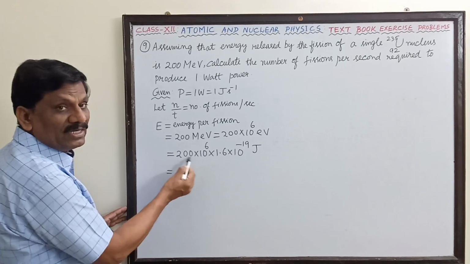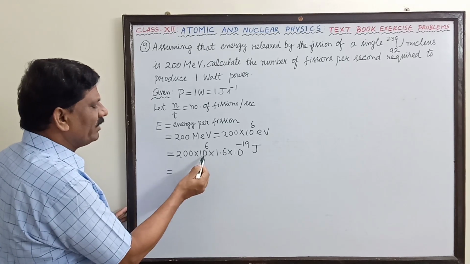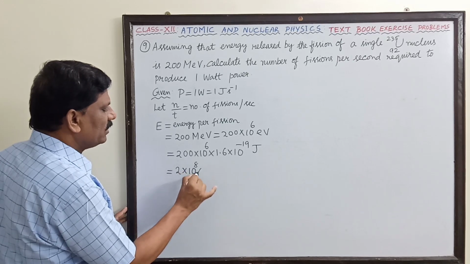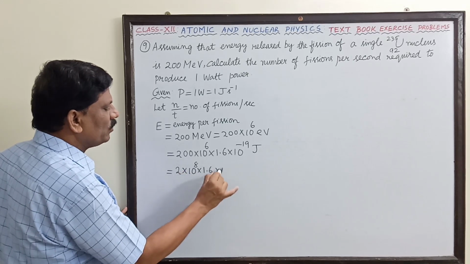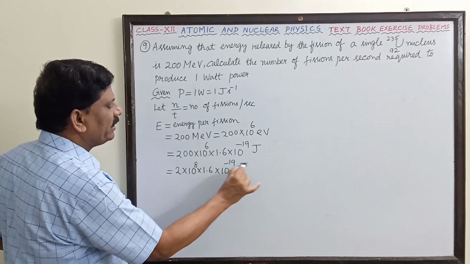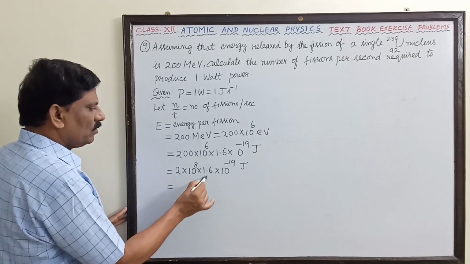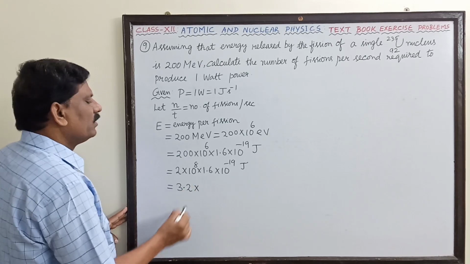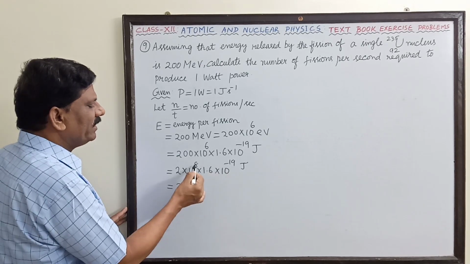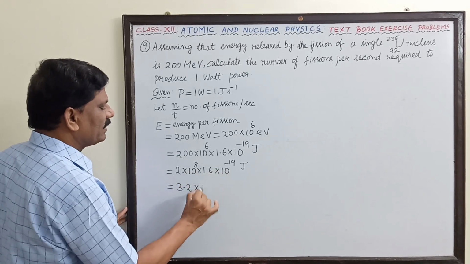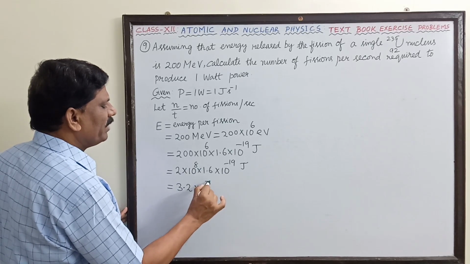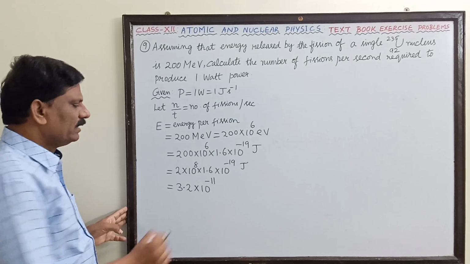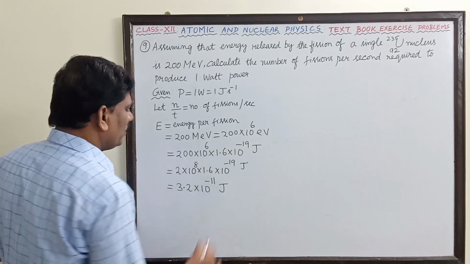Here there is 10 power 2. So 2 into 10 power 8. This is 2 into 10 to the power of 8 into 1.6 into 10 to the power of minus 19 joule. So 1.6 into 2 is what? 3.2, and here minus 19, here plus 8. So if you adjust the powers, it will become 10 power minus 11. Okay, and this is now in joule.